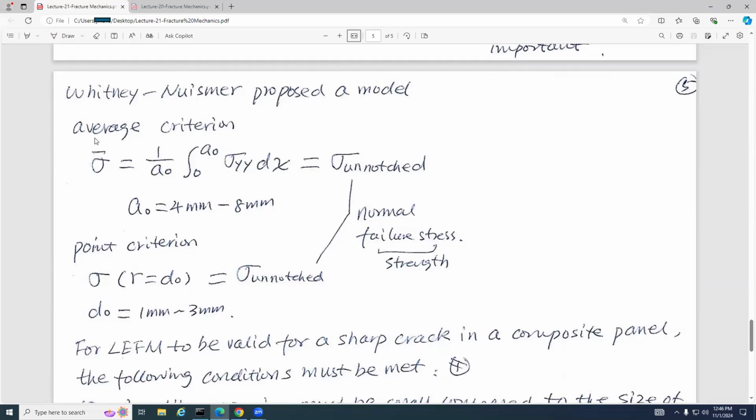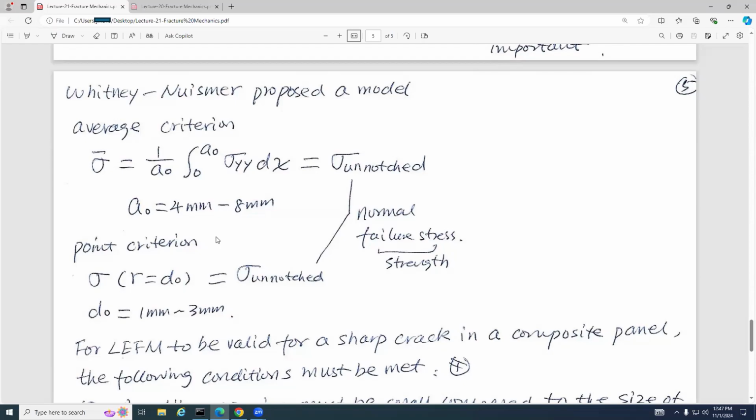So we have two models. One is the average criterion model, and one is the point criterion model. How accurate they are depends upon the materials. If you have real engineering applications, I would suggest you use FEM to build the model or do the experiments. These models have been used for many years.